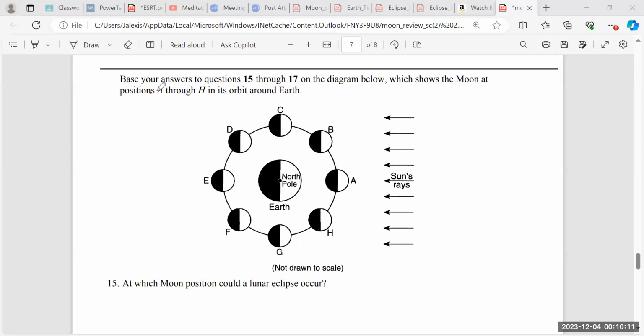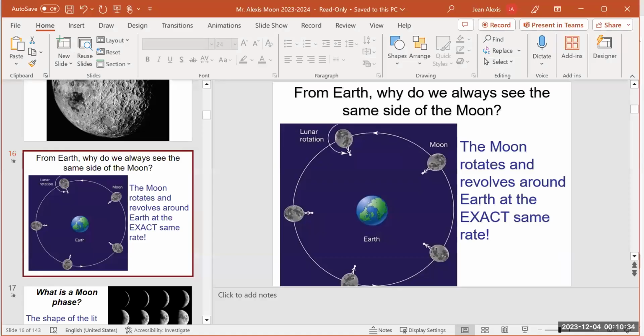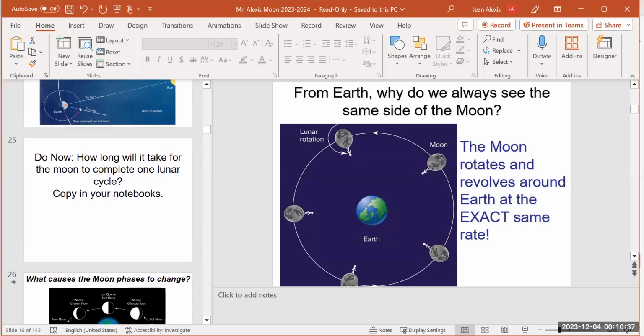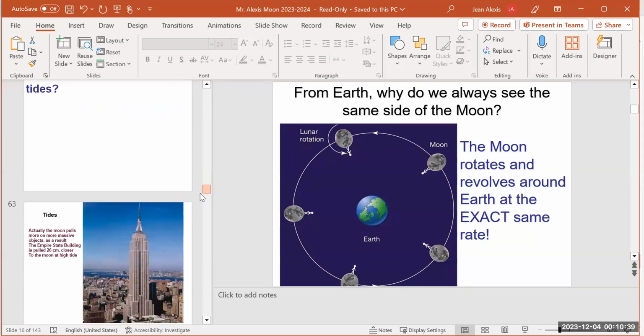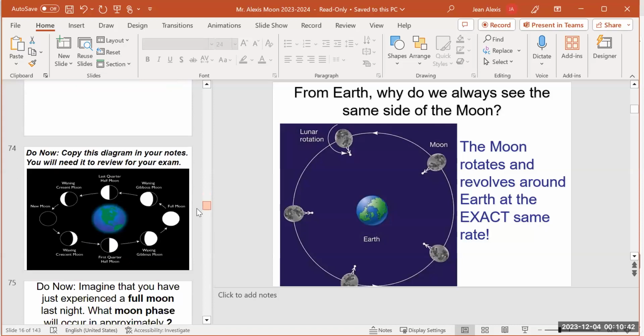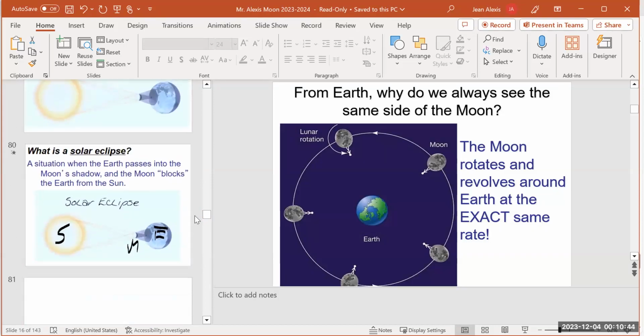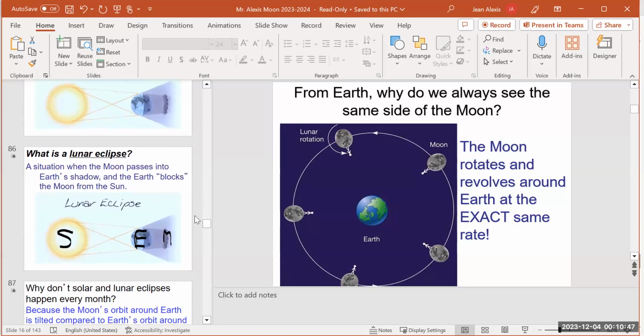Number 15, it says base your answers to questions 15 through 17 on the diagram below, which shows the moon at positions A through H in its orbit around Earth. So it says 15, at which moon position could a lunar eclipse occur? All right, well, let's go back to our notes. I know you're just going to take another stroll down memory lane.